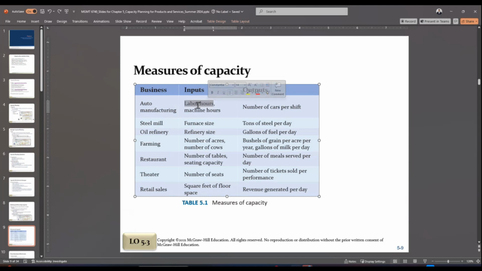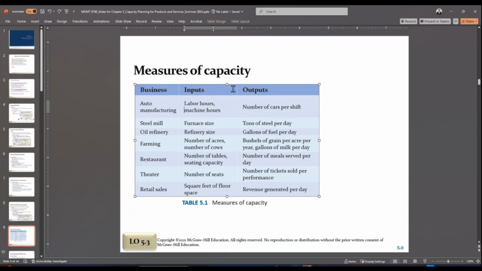Labor hours is one of the inputs they are considering, and machine hours, or maybe servicing station hours, is another. Similarly, for a business that makes steel, the output they are looking at is the tons of steel produced per day, and the input is furnace size. If they want to increase the tonnage of steel per day, they have to increase the furnace size. Similarly, for auto manufacturing, if they have to increase the number of cars serviced per day, they have to either increase the labor hours or increase the number of machines to increase the machine hours.